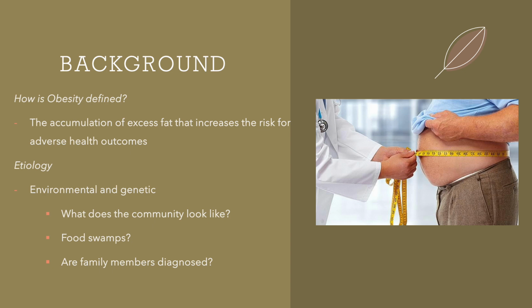For a bit of background on the topic, how is obesity defined? Obesity is the accumulation of excess fat that increases the risk for adverse health outcomes. Its etiology is a combination of factors which include environmental and genetic. Questions such as what does the community look like, are there food swamps, and are family members diagnosed can help you identify if environmental or genetic factors contribute to an obesity diagnosis.